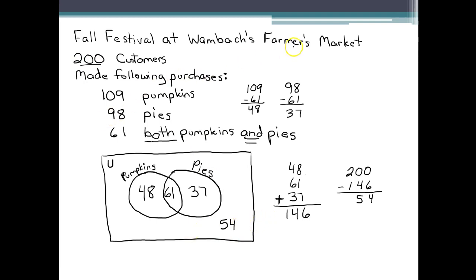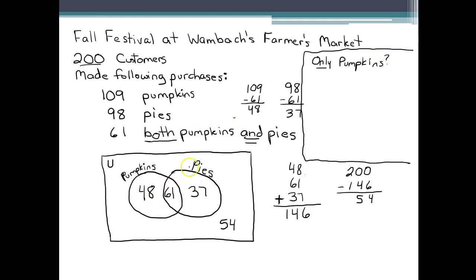Okay, so the problem goes on. After we set up the Venn diagram, we're expected to answer a few questions in this problem. The problem asks, how many purchased only pumpkins? So now we see the word only. Well, that would be the 48 right here, because 61 also purchased pies. So out of the pumpkin circle, 48 were only pumpkins.